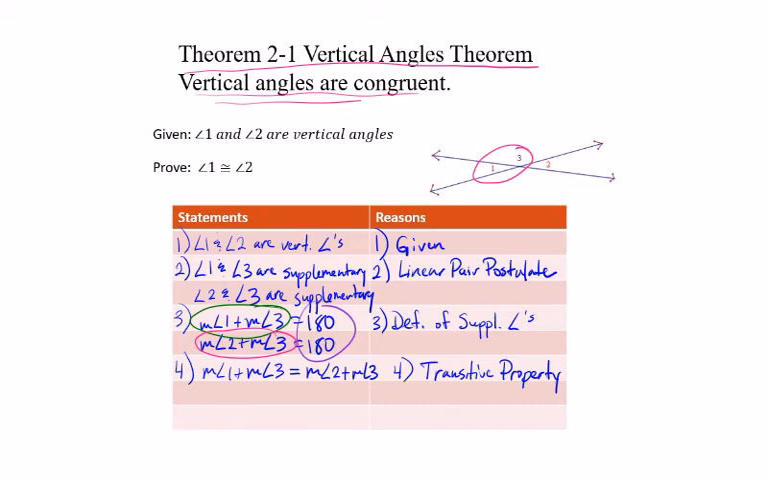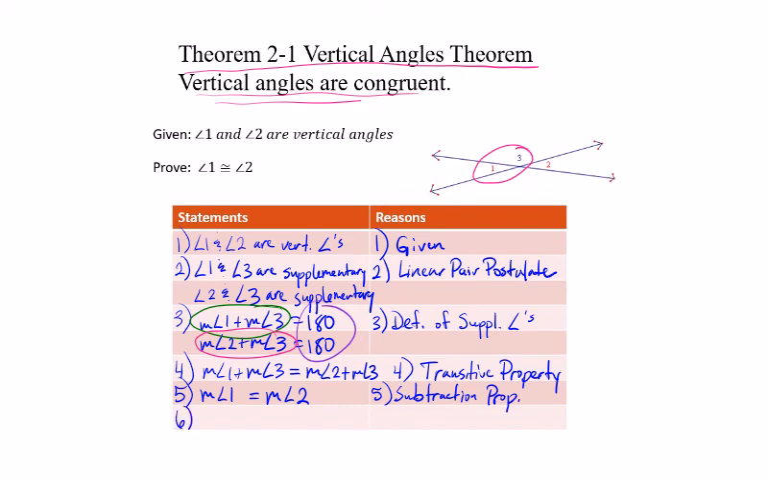Now we see that the measure of angle 3 appears on both sides, so we can subtract that from both sides. We can basically cancel that out, and we can say that the measure of angle 1 has to equal the measure of angle 2, by subtracting out the measure of angle 3 from both sides. That's the subtraction property of equality.